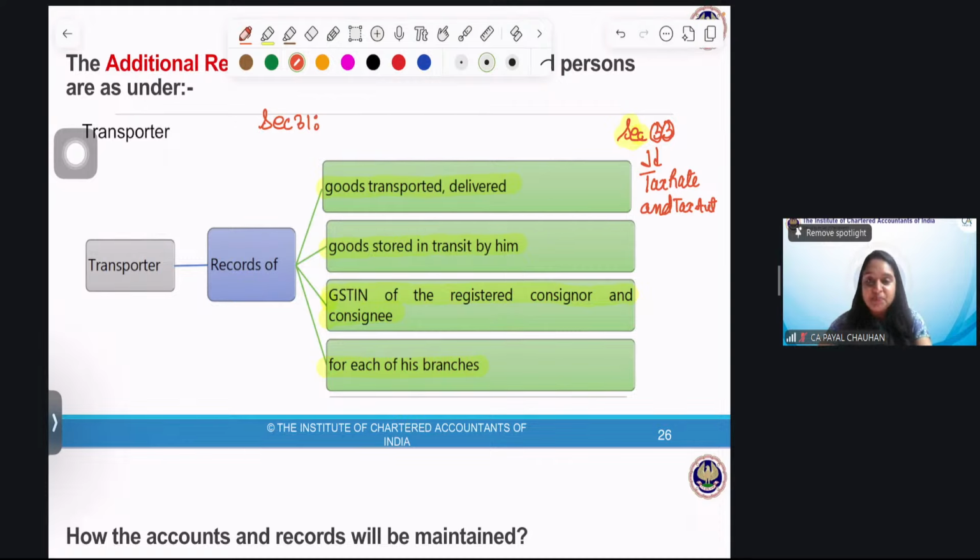31. Next. Invoice. Perfect. Okay. Next. 35. Next. 35. Very good. Accounts and record. Okay. Not bad. Very good. 32.